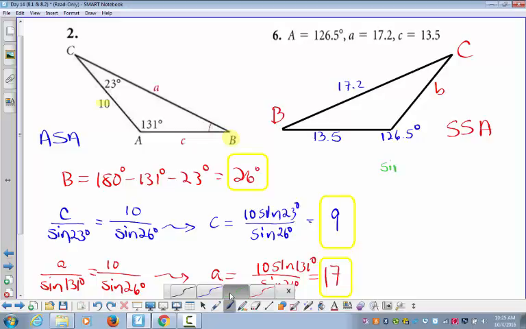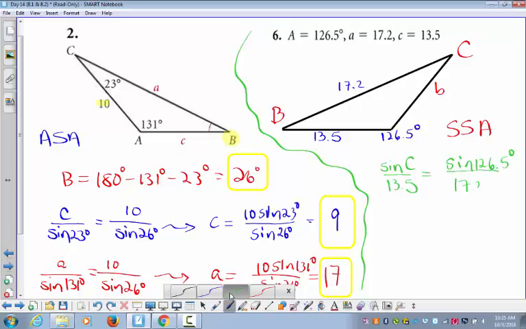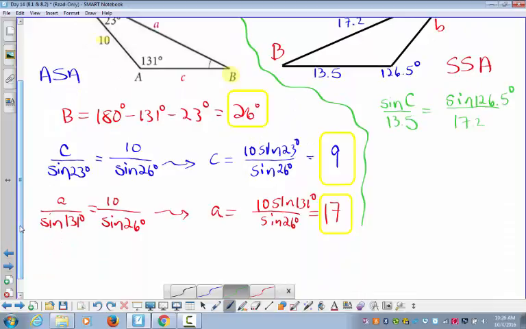So we're solving for angle C, so I'm going to put that in the numerator. Sine C. I'll put the opposite side below, 13.5. And then we're going to go to the opposite pair that we know, and different than over here, we're putting the angle up top. So we're going to put sine of 126.5 in the numerator, and then the 17.2, the opposite side, down below. We get that proportion. And it's still fairly straightforward. We have two steps, though. We multiply both sides by 13.5, and then we have to take the inverse sine of both sides. So we're multiplying by 13.5 first.